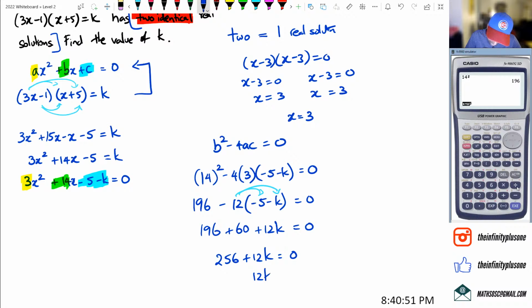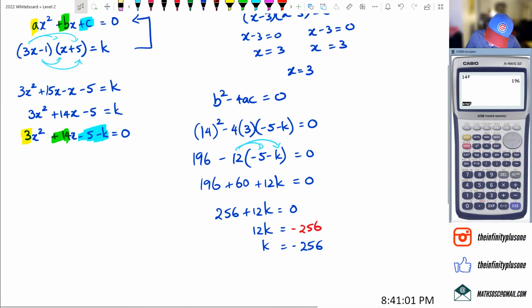Then 12k equals minus 256. And then k is equal to minus 256 divided by 12. Did I do that right? I hope I did. So k is equal to negative 256 divided by 12, which is going to give me this particular answer, which I would prefer in fraction form. Let's see if this is going to work. Do that again, and then fraction to decimal is negative 64 over 3.